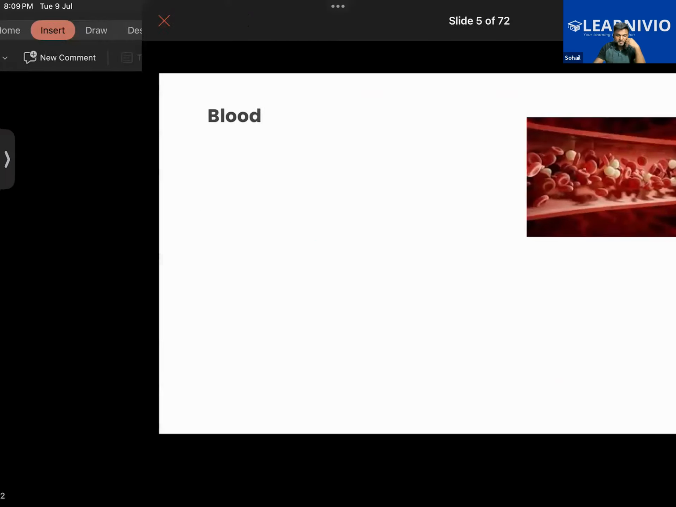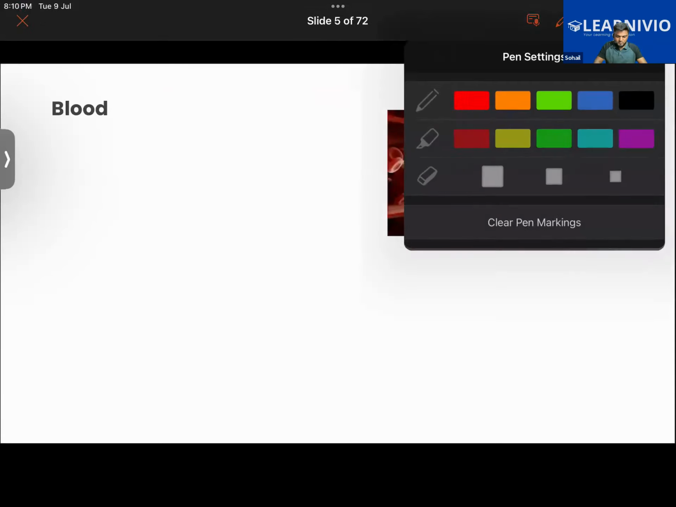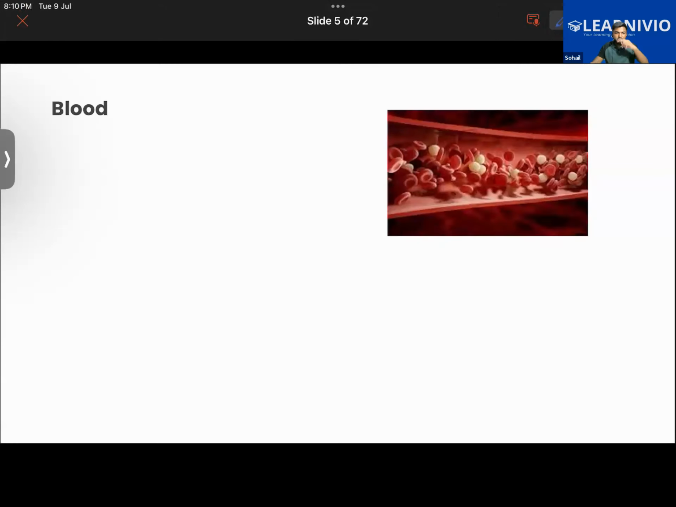Okay, so we were discussing some general things about blood. Also, I did tell you about the functions of blood. So what are the functions of blood? You guys tell me. Transportation of oxygen. Transportation. Oxygen. Okay. And transport from one place to another. Transport of what?